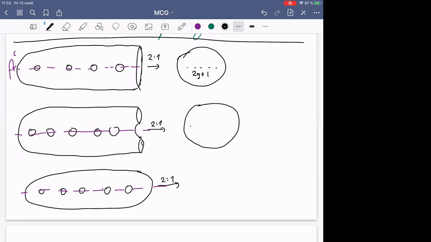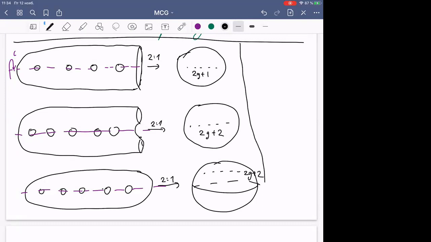In the second situation, we obtain disk with 2g plus 2 marked points. And in the third situation, we obtain a sphere. Now we have no boundary component, a sphere with 2g plus 2 marked points. And we are proving, we haven't finished the proof of the theorem, that in each of these cases, we have symmetric mapping class group. That is the subgroup of the mapping class group consisting of all mapping classes commuting with this hyperelliptic convolution.